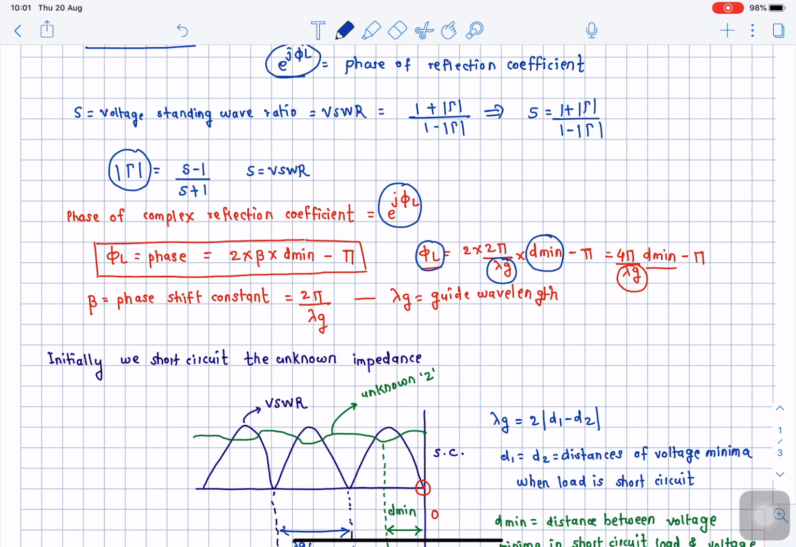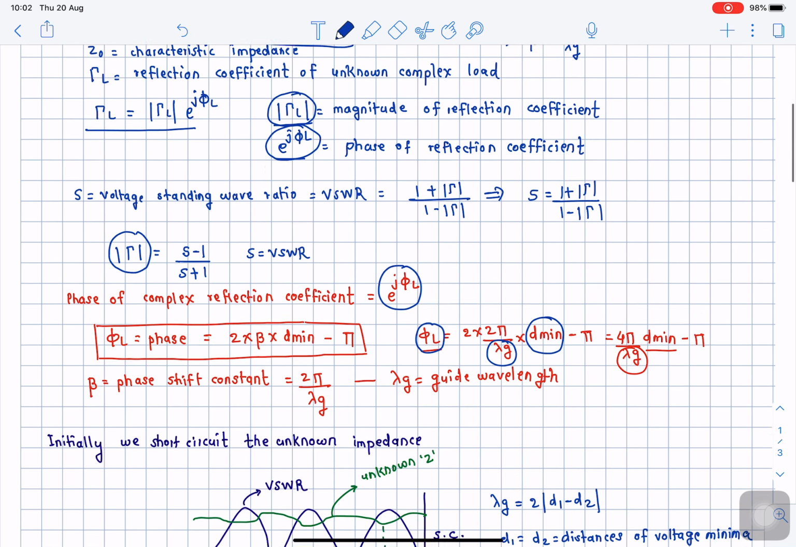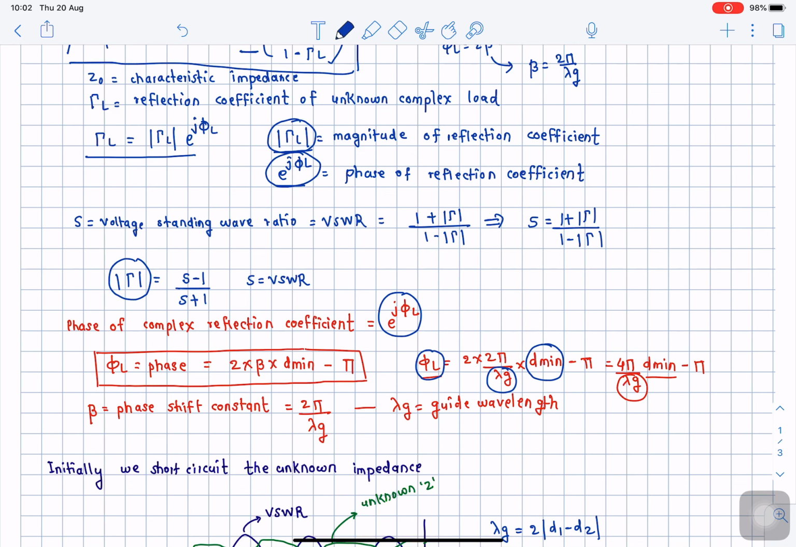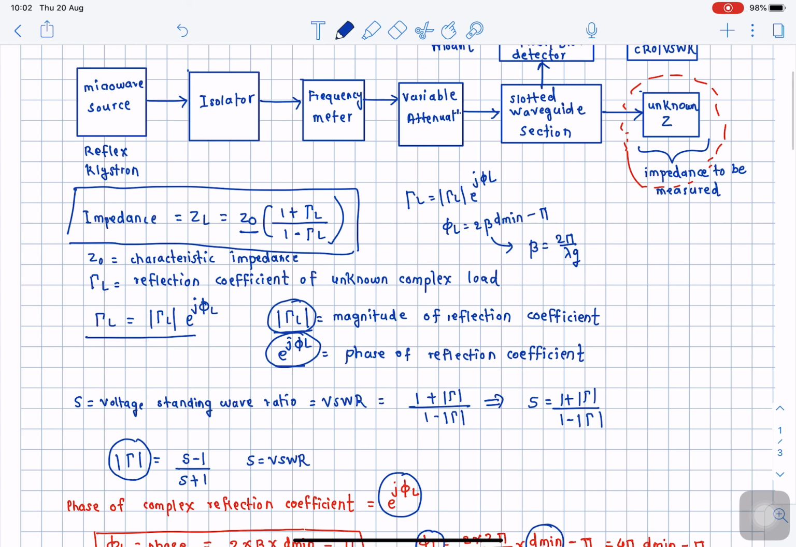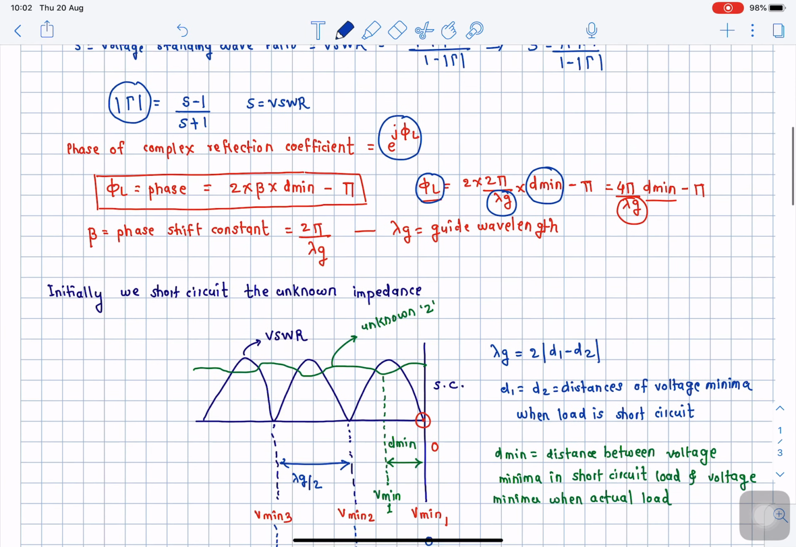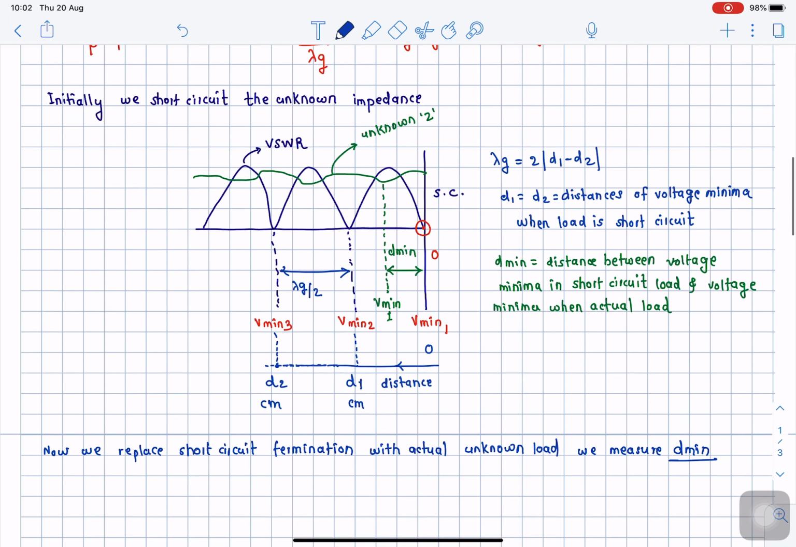This is very important. And D minimum is the distance between the minima when the short circuit is replaced with the actual load. Once we know all these values, you calculate the phase shift. Once you know the phase shift, you place this value into the equation of gamma L and calculate gamma L, and place this value of gamma L into this equation and find the value of complex load impedance.